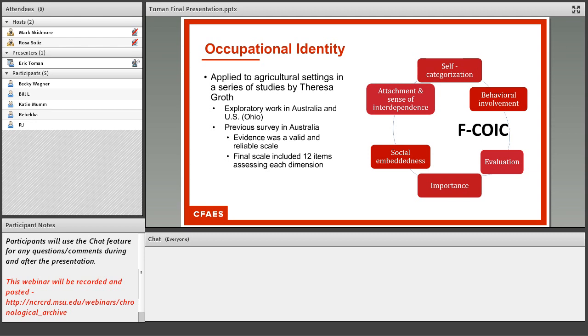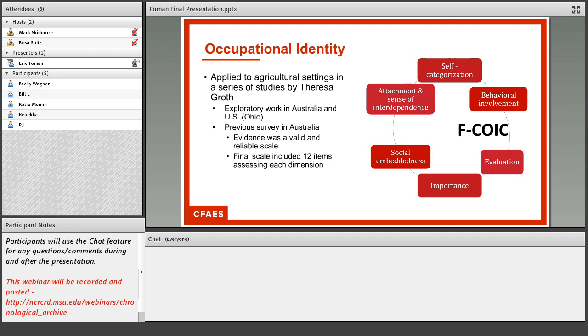She did some interviews and qualitative work both in Australia and here in Ohio to begin to test the tool out, and then conducted a survey in Australia where she was able to assess the reliability and validity of this tool. It proved to be an effective and reliable tool in the Australian context. And so this study was the first time this tool was applied in the US in a survey.